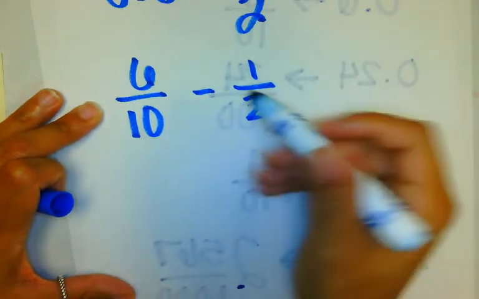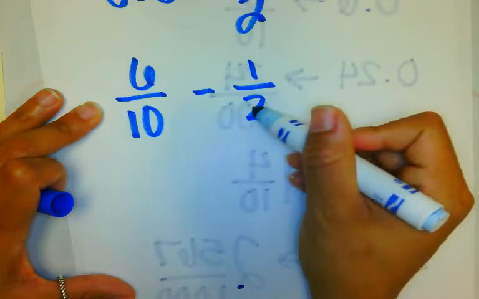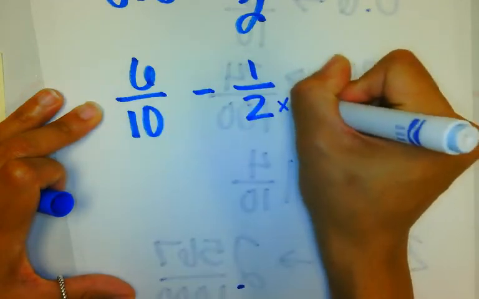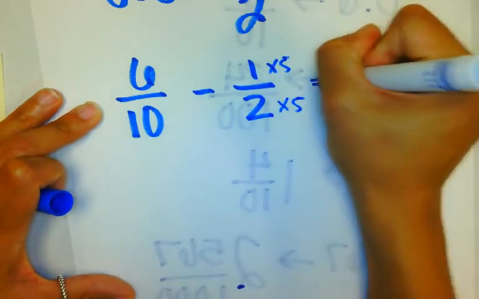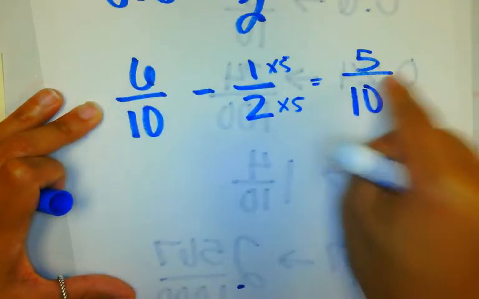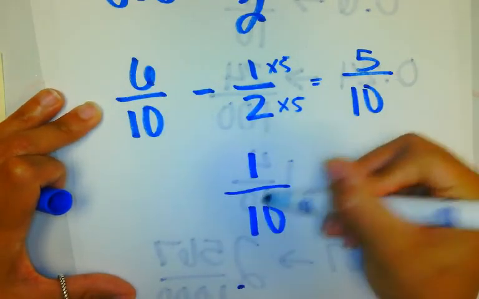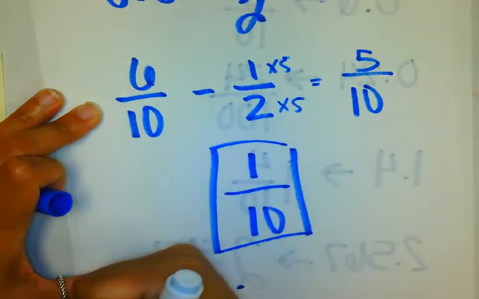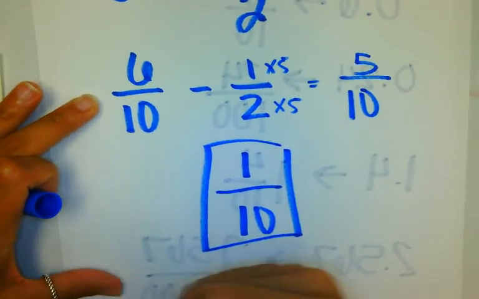So for this one, if I want to solve this one, 10 is going to be my common denominator, so I'm going to multiply this by 5. Multiply this by 5, so I get 5 over 10. So now 6 minus 5 is 1 over 10. Alright, and that's it. That's how you convert a decimal to a fraction.